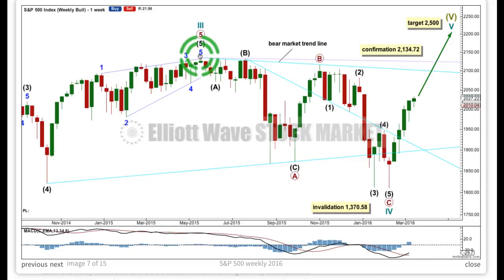And so we have to see this cycle wave 4 as a flat correction, 335, and that allows it to have alternation with the zigzag of cycle wave 2. Here's the problem. We have to see 1, 2, 3, 4, 5. This second wave correction has to end here.